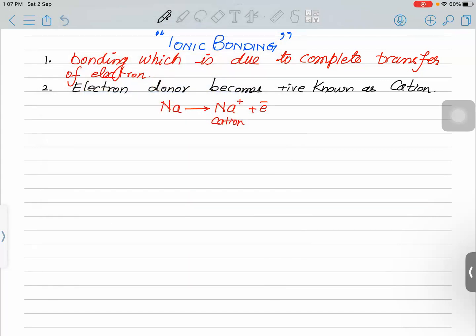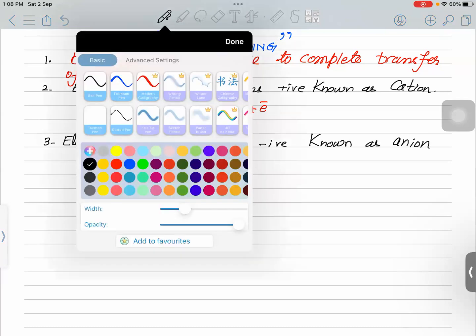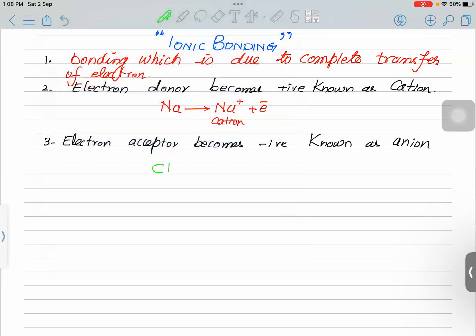Point number 3: the electron acceptor becomes negative, known as an anion. For example, Cl gets an electron and forms Cl negative. This is an anion.